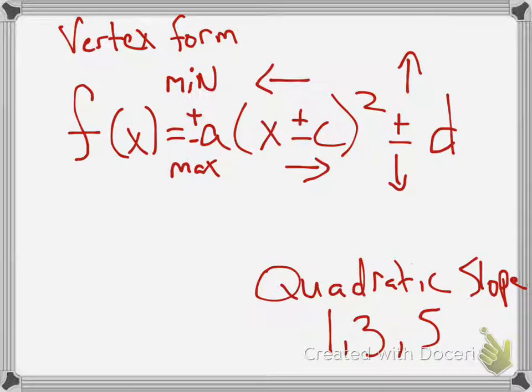So again, keep in mind that the number inside the parentheses will tell us to go to the left or to the right. The number outside at the end goes up or down. If you have a positive number in front, it's a min. If you have a negative number in the front, it's a max. And that number, that a, will multiply the quadratic slope to get you whatever numbers you need to go up or down from the vertex. What do you mean by that?